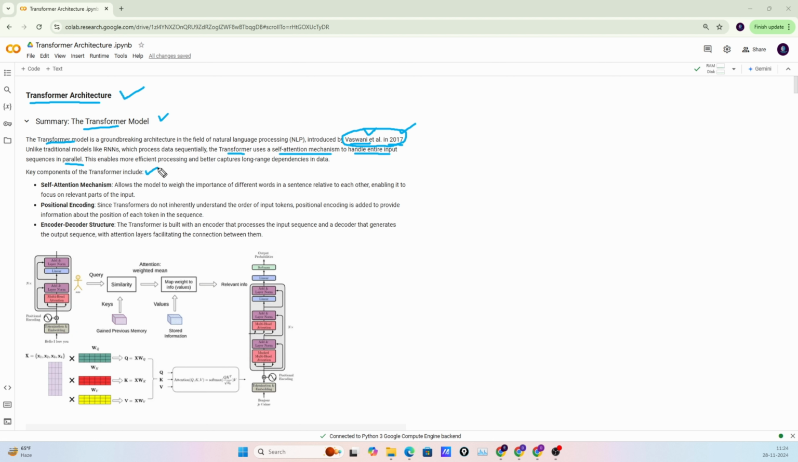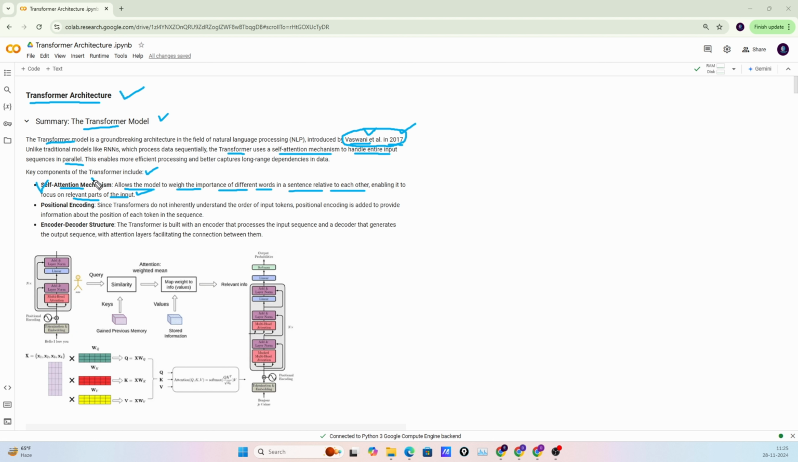And what are the key components of the transformer? So the first one is the self attention. As I mentioned, self attention is basically the core of the transformer, or the core of the model. It provides us the capability to give a different weight to each word as per its relevancy in the sentence or paragraph. So as mentioned here, it allows the model to weigh the importance of different words in a sentence relative to each other. So it focuses on specific relevant parts of the input. Like if we have a sentence, it provides different weight to different words and provides higher weight to more relevant or more important words.